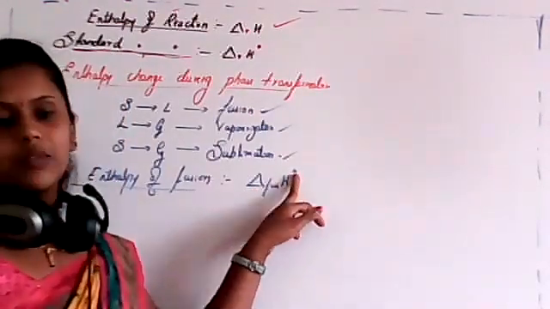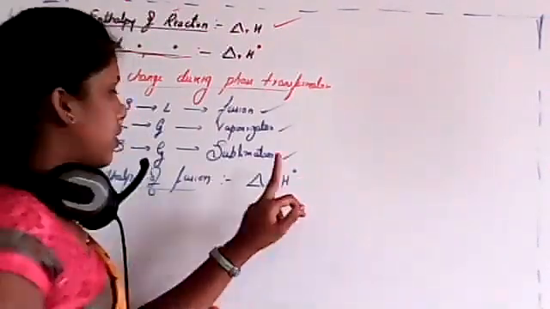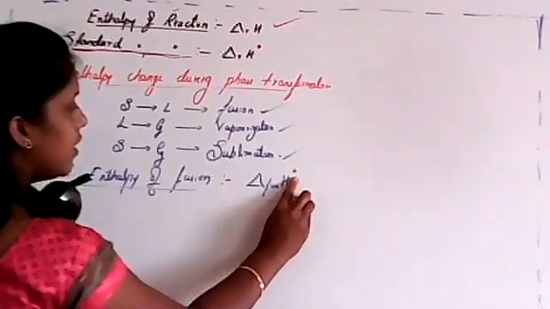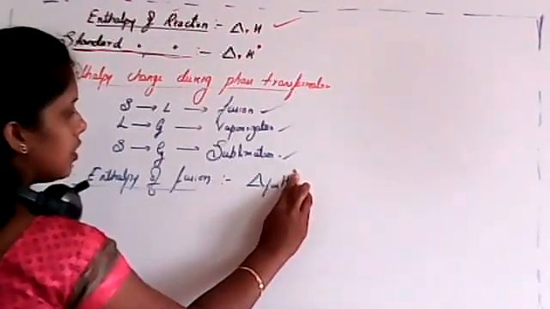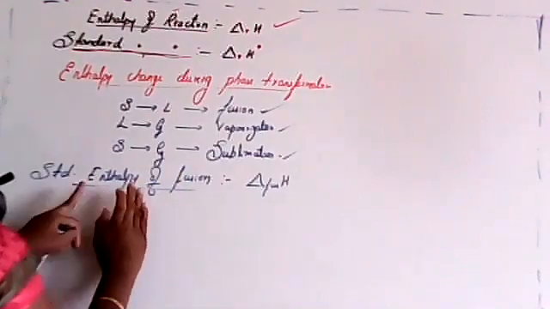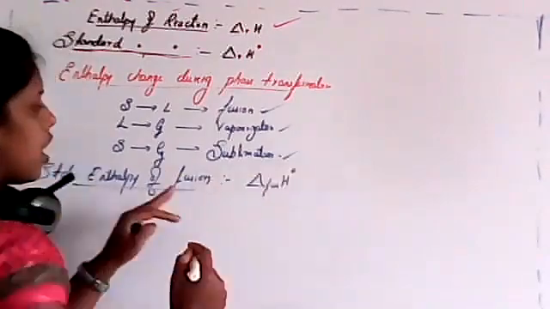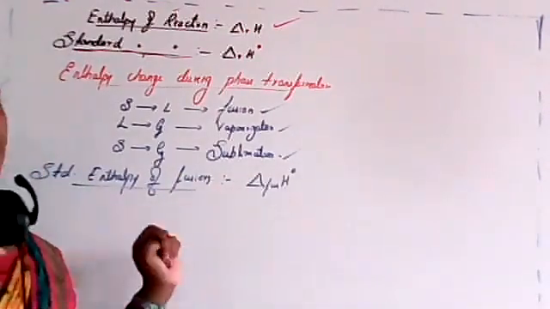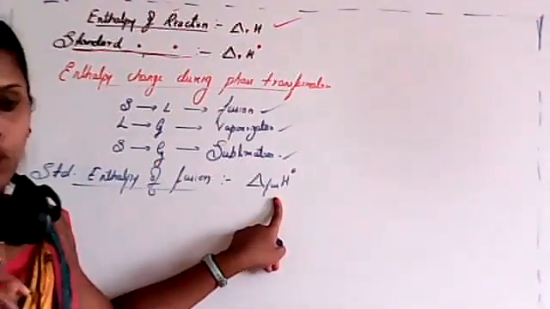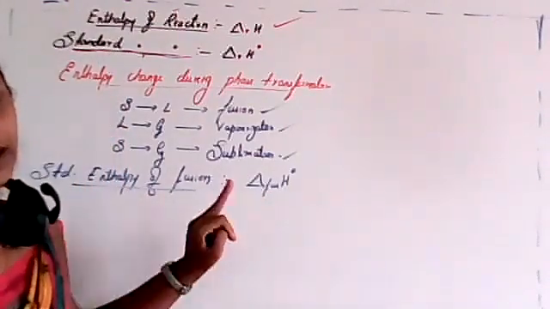FUS H naught is nothing but standard, we consider the naught. Whenever there is the standard term, in that case we have to consider this one. If it is like this, it is simply enthalpy of fusion. If you are using this one, it's standard enthalpy of fusion. Don't use it as F, it is FUS. Use it as FUS.